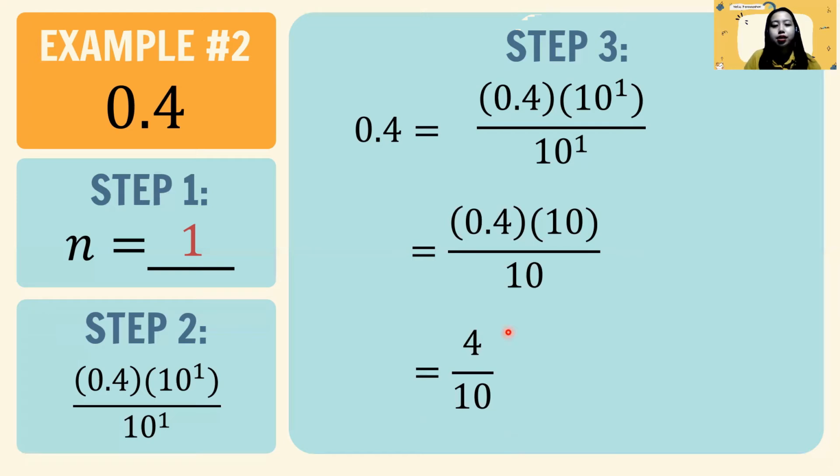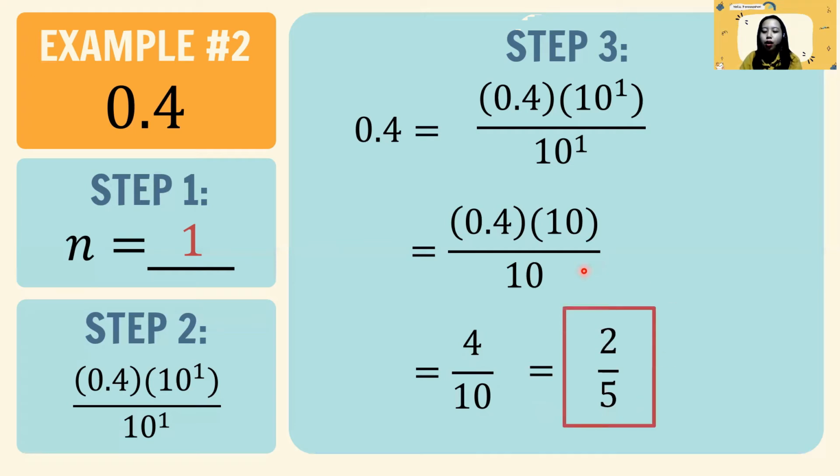So what is the common factor of 4 and 10? Okay, so it's 2. So you will divide 4 by 2 and 10 by 2. So what will you get? Okay, so you will get this answer, 2 over 5. So this is the fraction in lowest terms. So 0.4 is equal to 2 fifths.